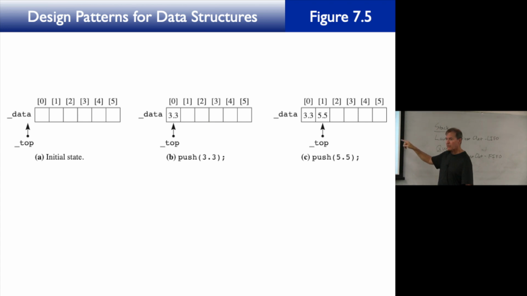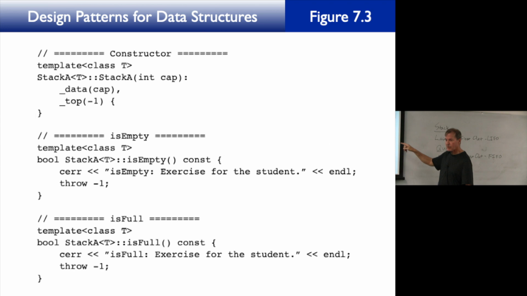So if top is -1, it's initialized to -1 because the next time you do a push, it will be 0. It will be at sub-0, data sub-0. Is everybody clear on that? So you've got to keep that in mind. Okay, so that's how it's initialized.